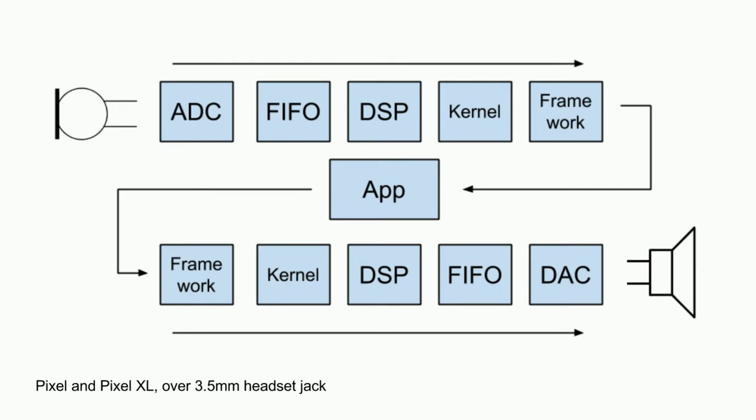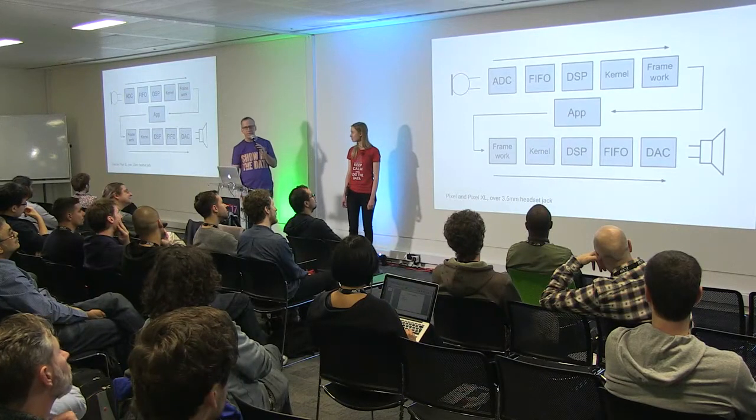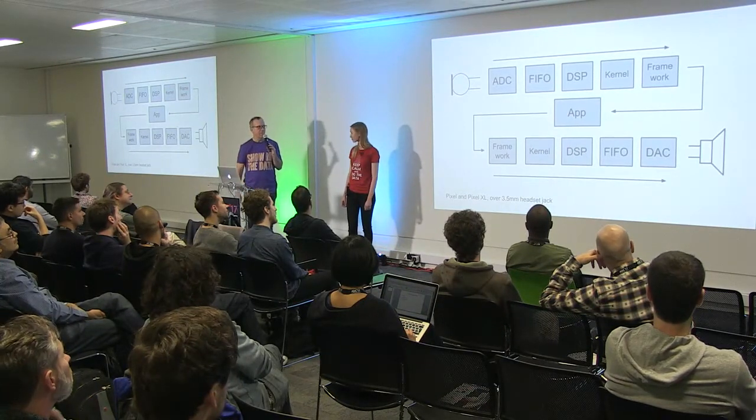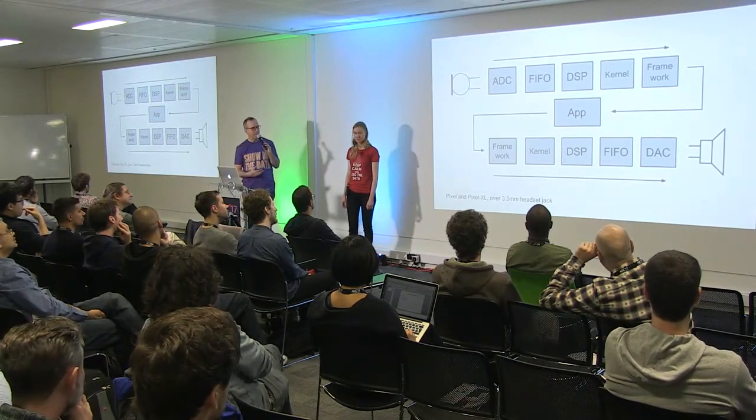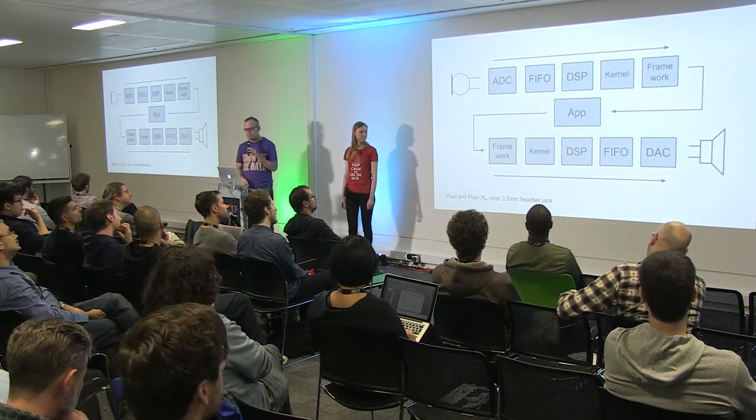Coming in from the microphone, we have an analog to digital converter, a FIFO. This is usually a hardware component. It's like a first in, first out queue or circular buffer. It goes into a digital signal processor. That's not processing, that's processor. And then from then on, it's running on the main app processor of our mobile computer. We have the kernel, the framework, your application, et cetera, and then very similar on the other side.